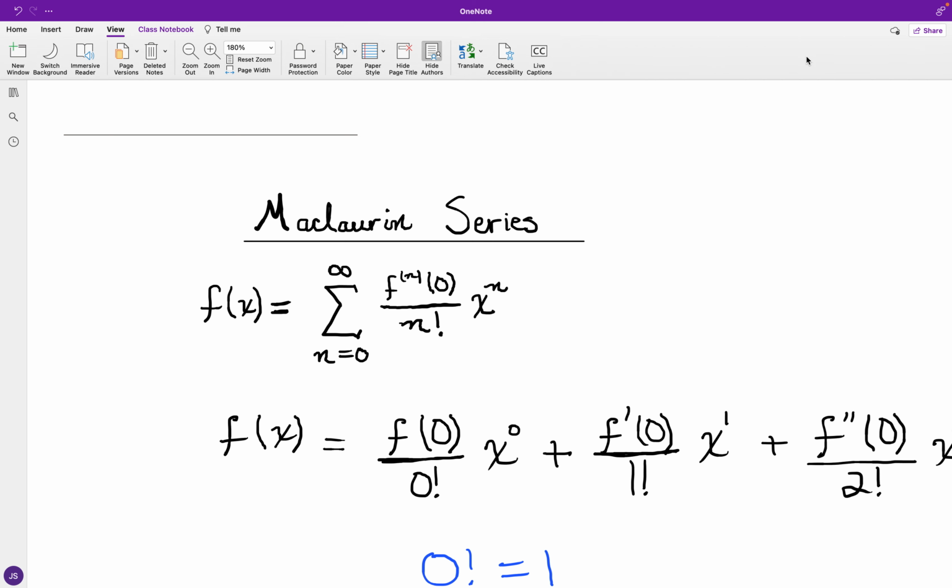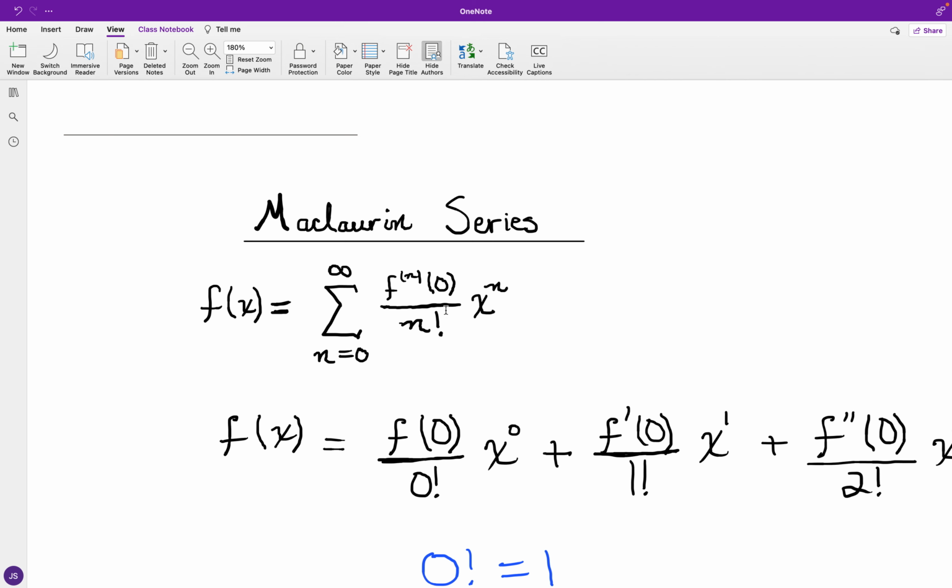This will have a bit of a micromanaging feel to it, but it's a bit of preparation for some of the final stuff we'll be looking into, especially the method of Frobenius and the Bessel function. And tell you what, with Maclaurin series, let's go ahead and get right to it.